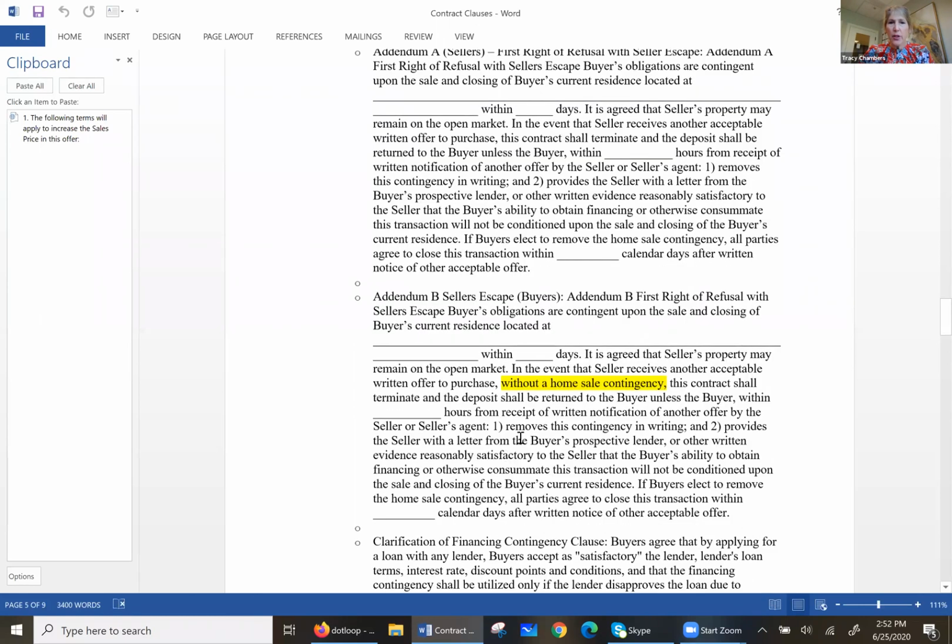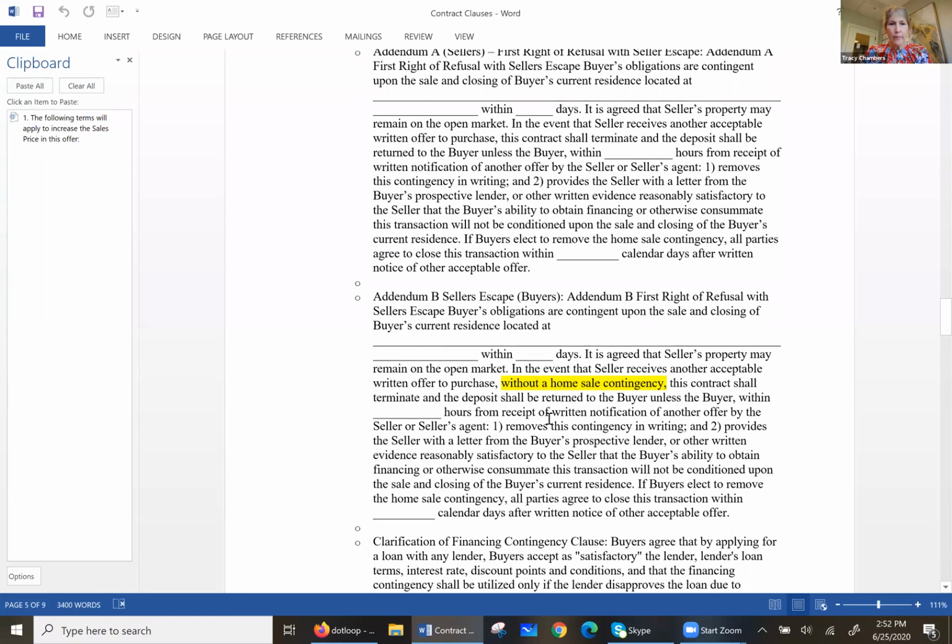Okay, any other questions on addendum A or addendum B, and do you understand why this is important for your buyers to say, no, don't throw me under the bus because I have a home sale contingency. I want somebody who's in the same boat as me not to bump me.